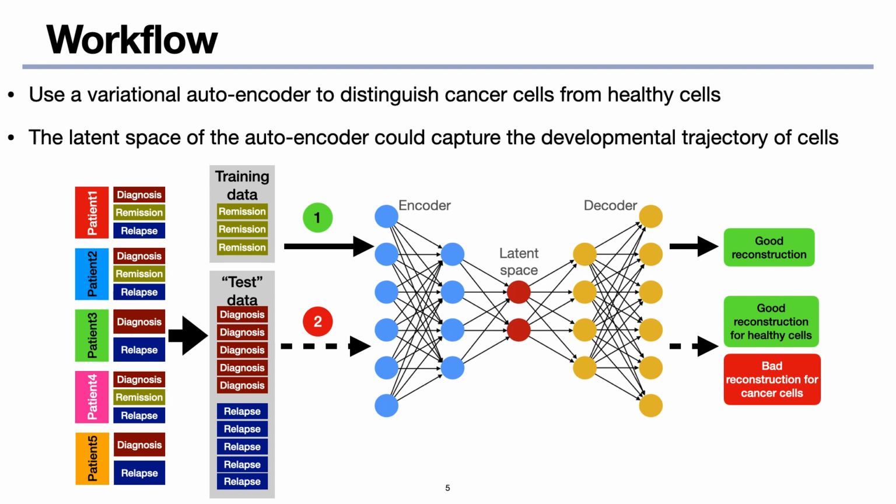Then what would be really nice is if this latent space, which is already a reduced dimension, still captures this developmental trajectory of cells, and we can use this to find out where among this trajectory these cancer cells fall and which cells are close and similar.